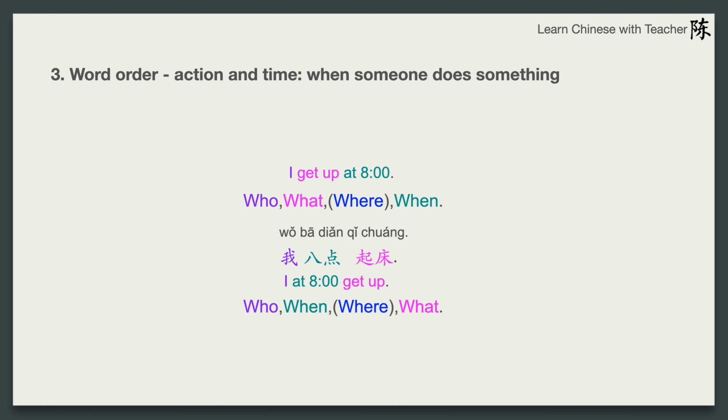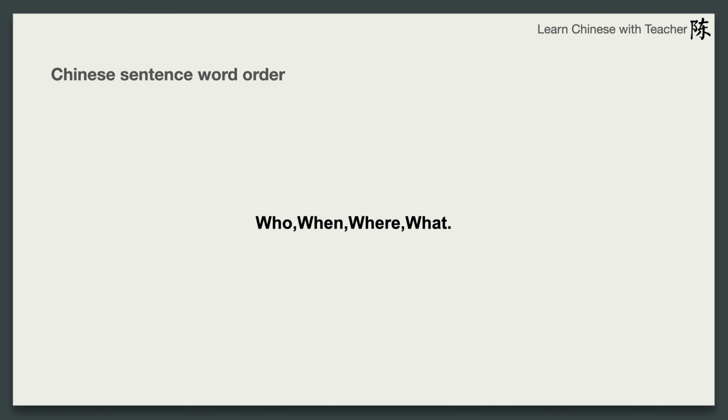Now, I think you know what the word order differences are between Chinese sentences and English sentences. Okay, let's say it again. Who, when, where, what. This is the Chinese sentence word order.